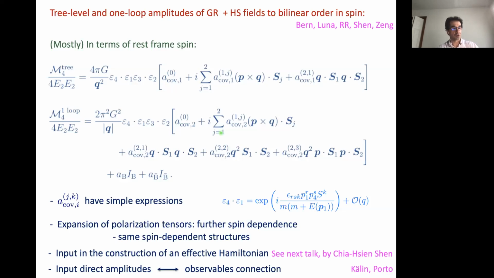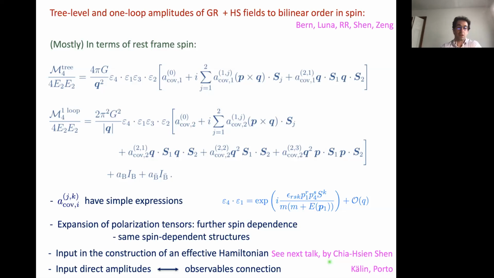And this amplitude is, in fact, the input in the construction of an effective Hamiltonian that could later be used to study bound state problems. And we may hear about that from Chao Shen's talk. And it is also the input in a direct relation between amplitudes and observables in the spirit of Kälin and Porto, and also in the spirit of O'Connell, Kosower, and Maybee's work.